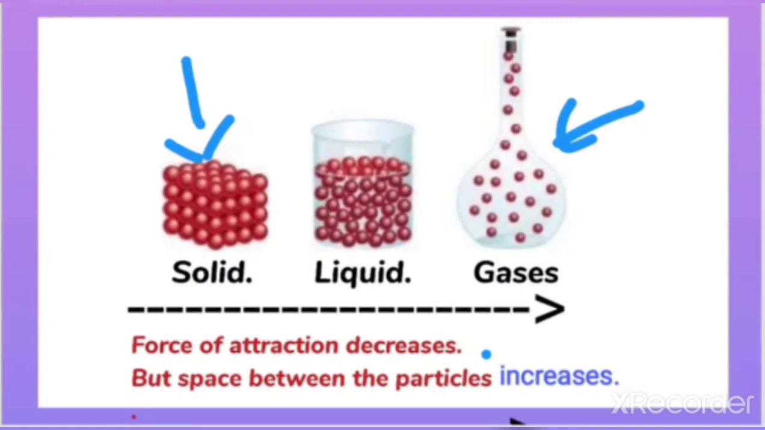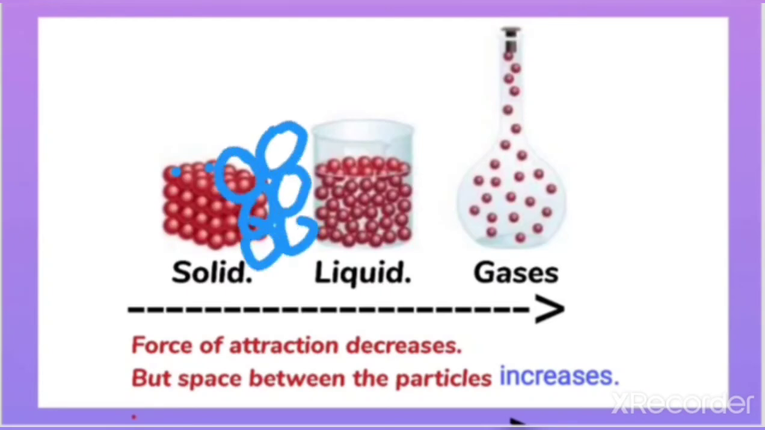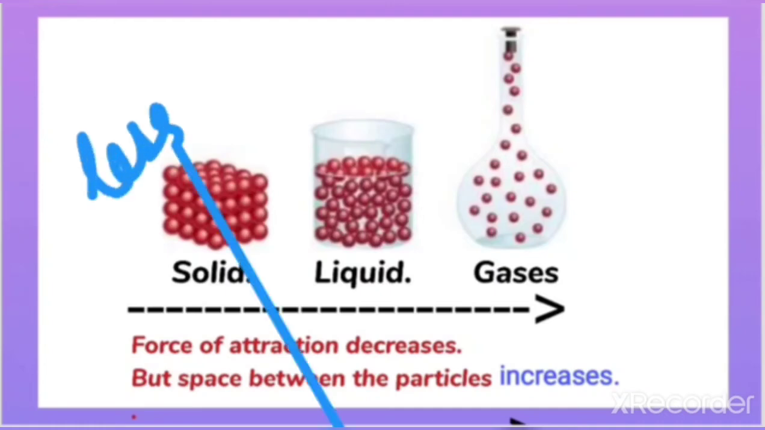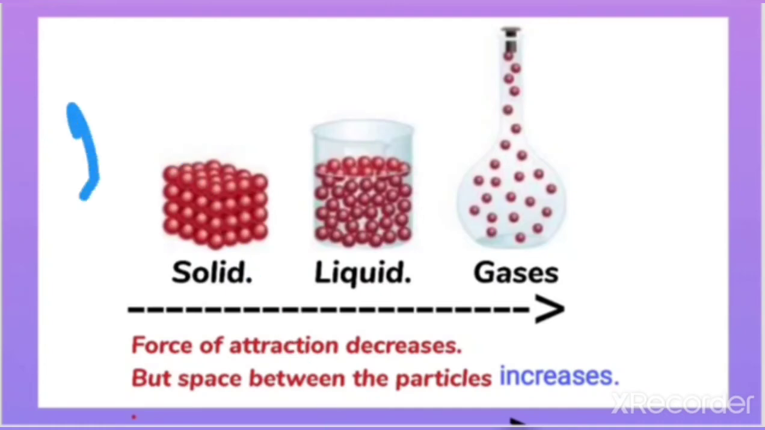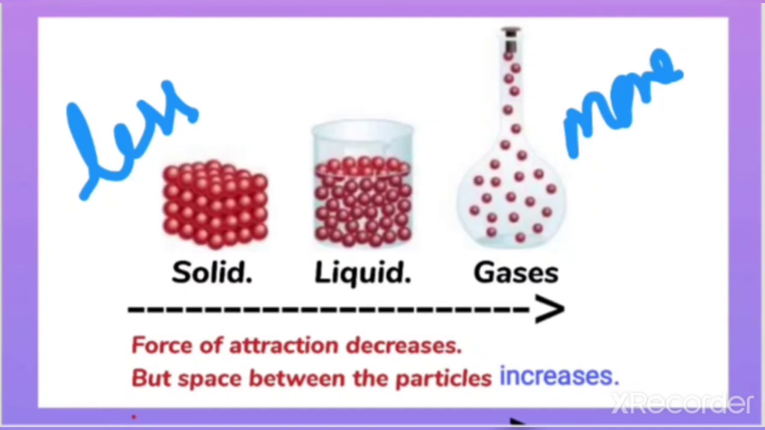When there is a greater force of attraction between the particles, the particles are quite close. When the particles are close, the space between them is less. So when we compare solid with gas, in the solid the space between the particles is less, but in gases the space between the particles is more. That means from solid to gas, the space between the particles increases.